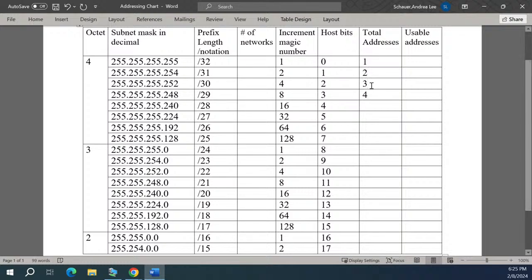I'm already doing it wrong. 4. I can say it, but I can't type it fast. 16. Oh, I can just do this. Control C.